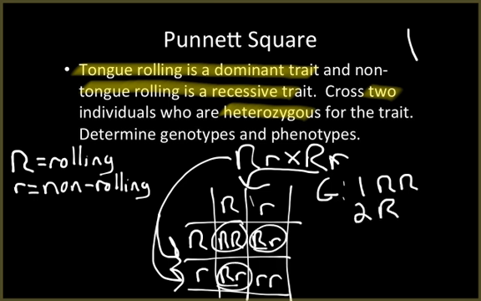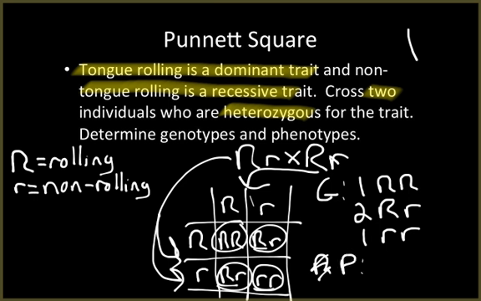Two, big R, little r. And then that leaves one that is homozygous recessive, little r. Okay? When we look at phenotype, that is what they look like.